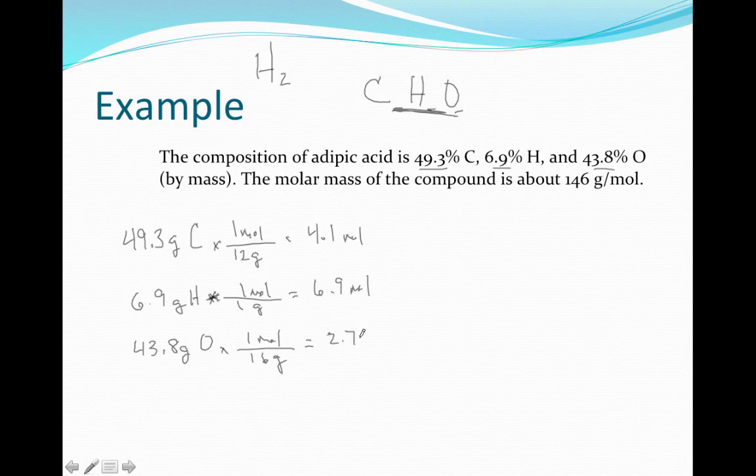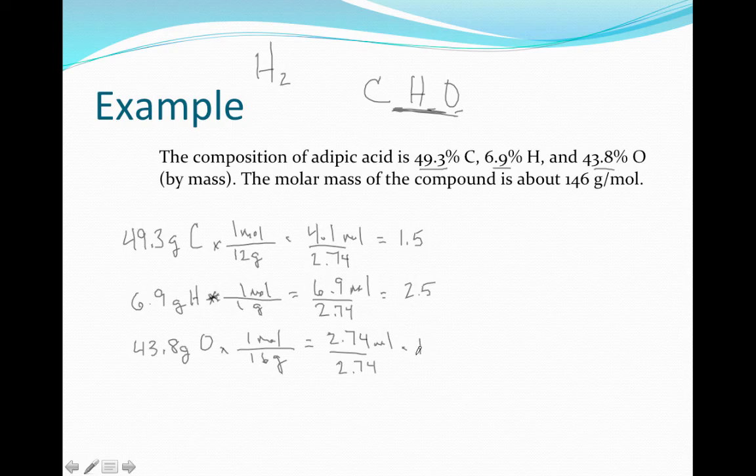2.74 moles for oxygen. If you remember, the next step is to divide all 3 of these by the smallest of the 3. So we're going to divide them all by 2.74, 2.74, and 2.74. When we do that math, we're going to get 1.5. I believe that's 2.5. It is.